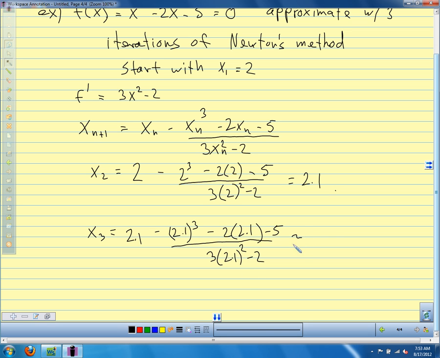And this comes out to about 2.0946. And if we did another iteration, our fourth iteration would be almost exactly the same as this. It would differ even further out here.